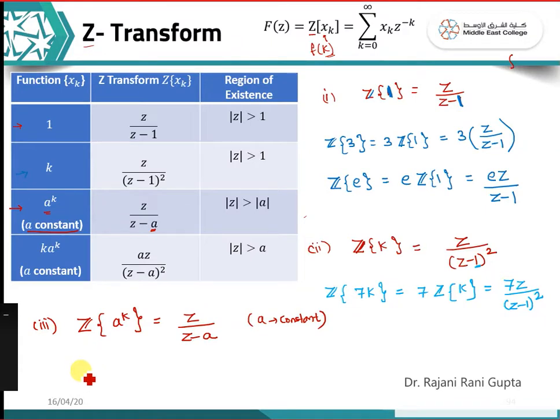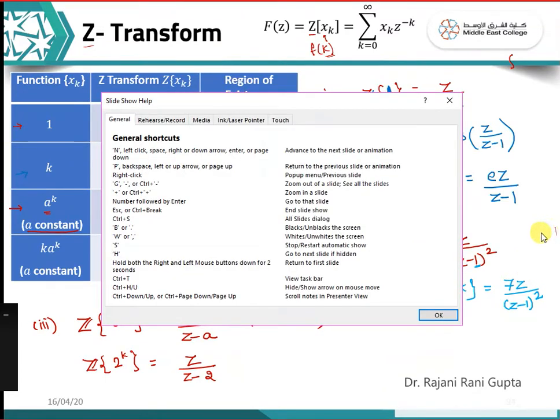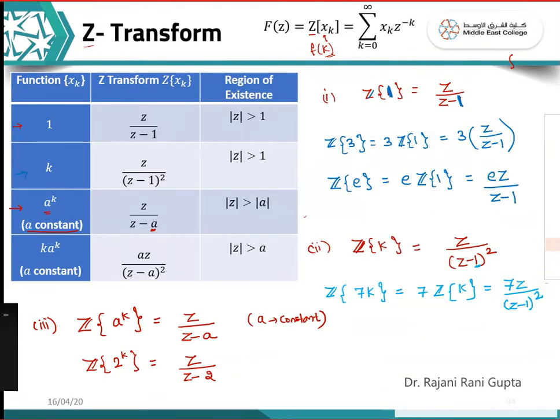So how can we work on it? Let's see, like if it is the Z transform of 2 to the power k. In place of a we have 2. So we write z over z minus 2. What we did was just replace a: if it is a here, we change it to z over z minus a. So it was 2, so we wrote 2 here.